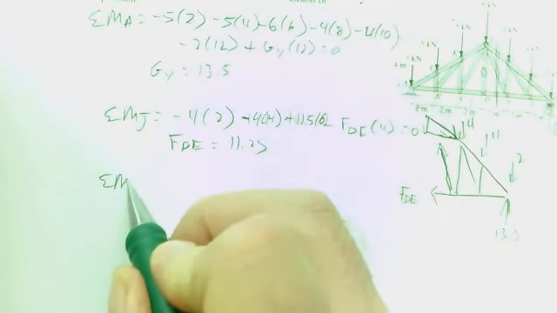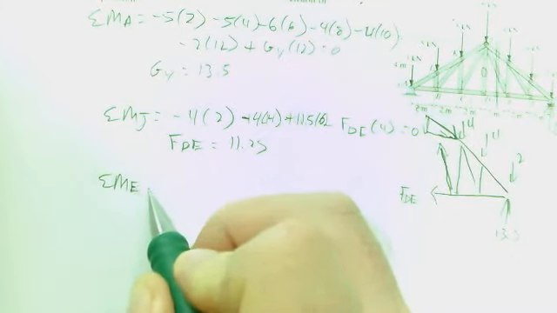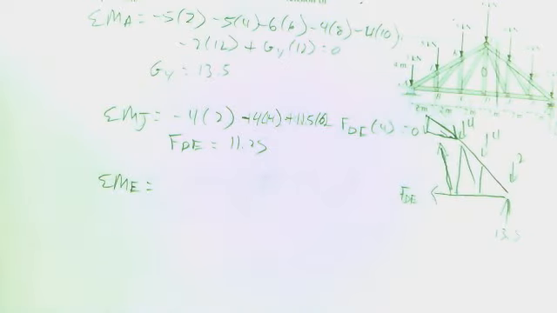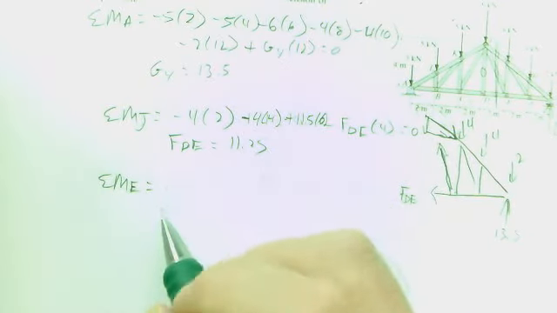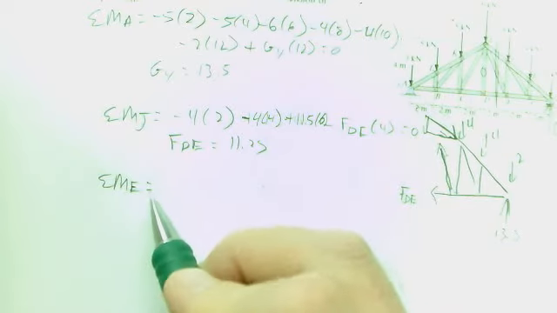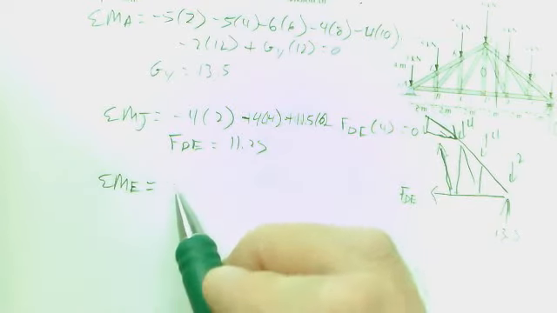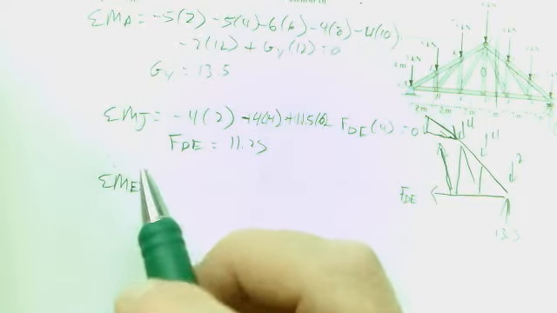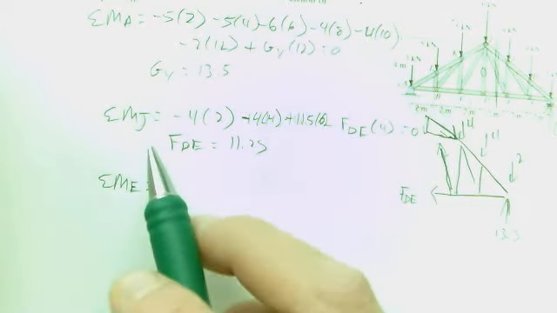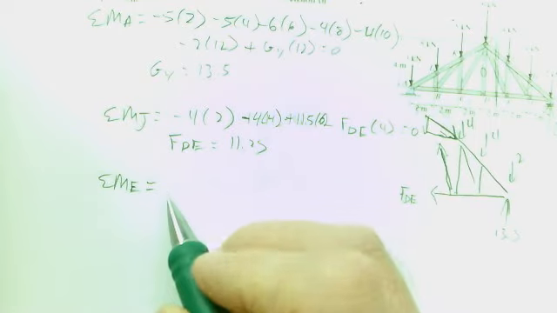So sum the moments about E. Now you might say, well, you already summed the moments. You can sum the moments twice. That doesn't give you an extra equation. That means you're not going to be able to use either the sum of forces in x or y, because they become redundant. But you can sum it twice about different points. So I'm going to sum the moments about E.